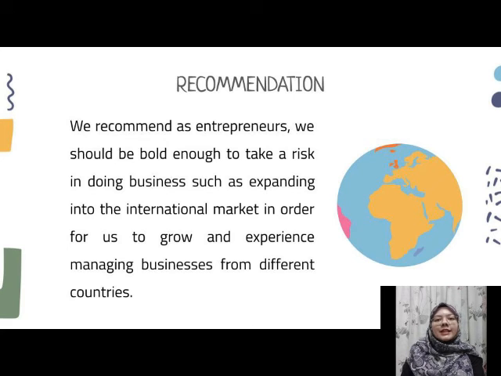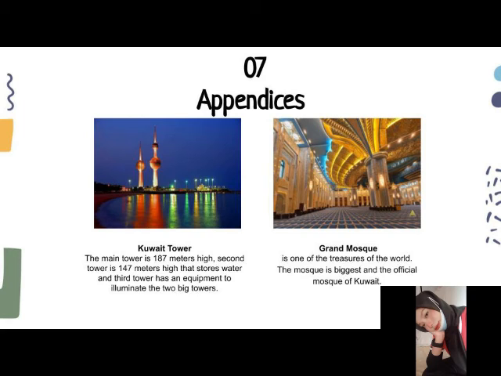Let's move on to the appendices. So, without wasting any of our time, let's go straight to the appendices. This is Kuwait Tower. The main tower is 187 meters high. The second tower is 147 meters high and stores water, and the third tower has equipment to illuminate the two big towers. Next is Grand Mosque.